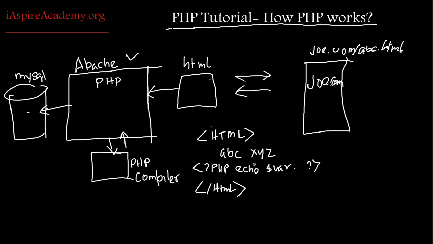When the request comes here, the Apache web server, with its PHP process, looks at this and does its magic by replacing the variable var with some value. So at the end, when the HTML comes to the browser, it looks like this. You have your HTML.